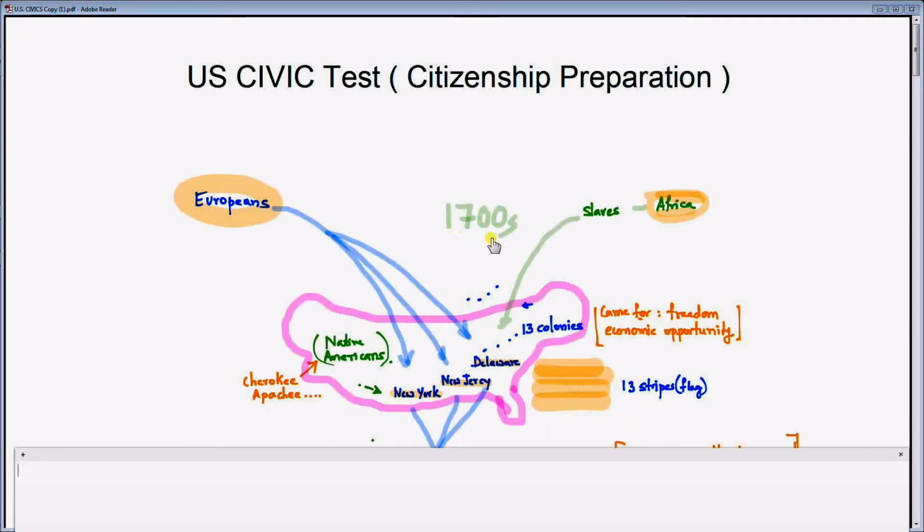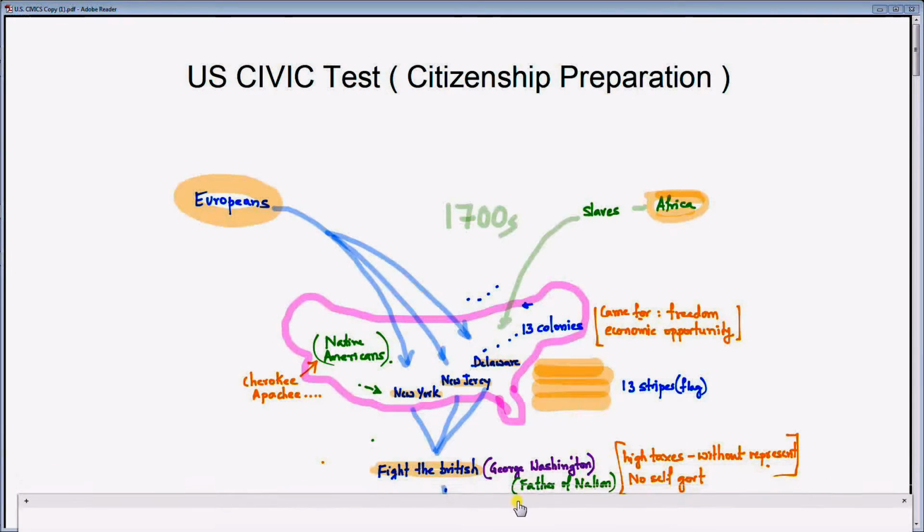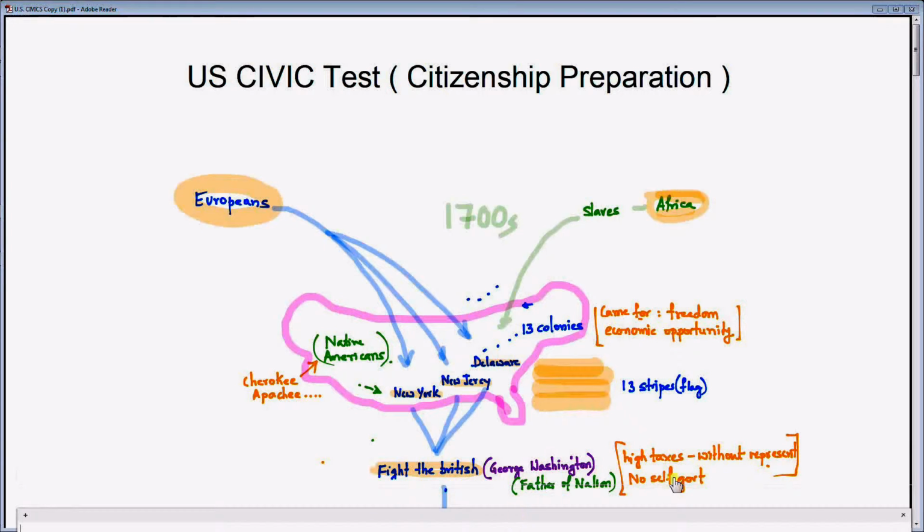The norm in 1700s was to have worker bees or slaves from Africa. There was one problem there. Great Britain was running high taxes without any representation. They were not offering any self-government, and this is what George Washington took objection to, and he fought the British. He took a fight against Great Britain and tried to create a new nation, US, which is why he is called the father of our nation.